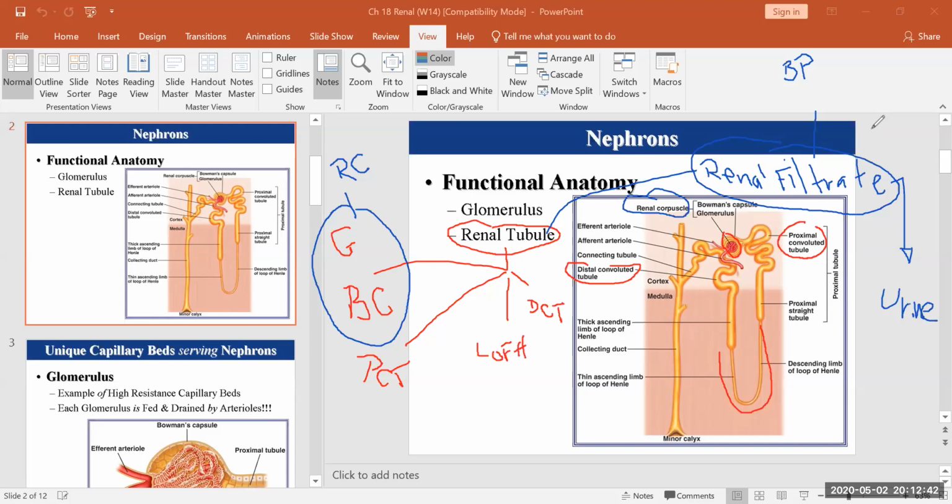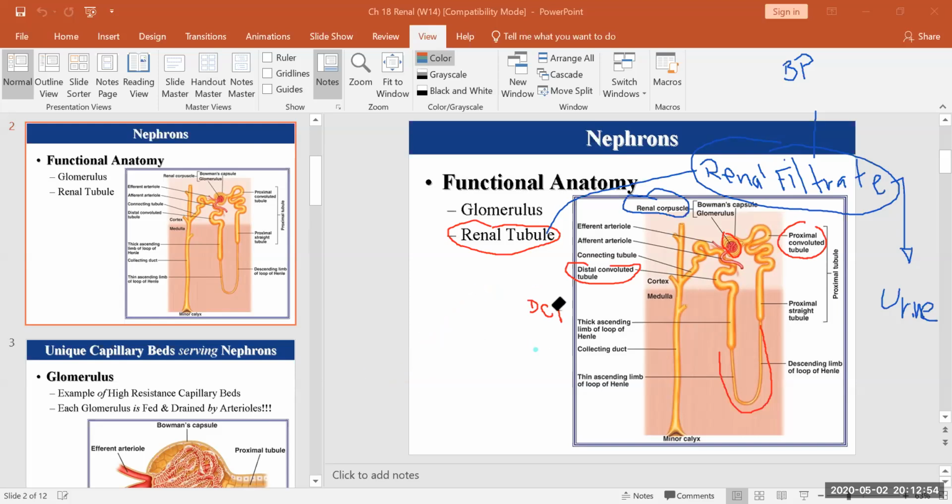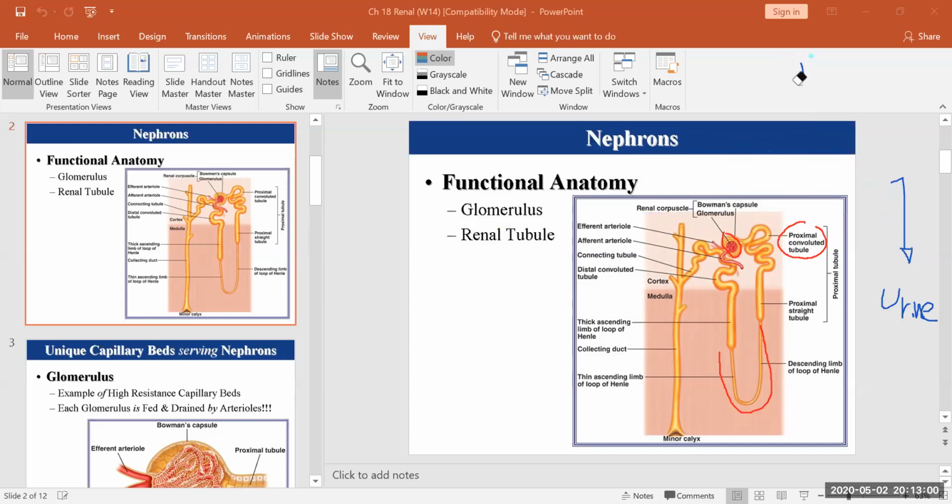So we're gonna get back to that later. It's a very, very mesmerizing, very interesting concept, how the glomerulus is actually cleansing, filtering, if you will, our blood. Okay, so that's basically a quick review about the anatomy of a nephron.